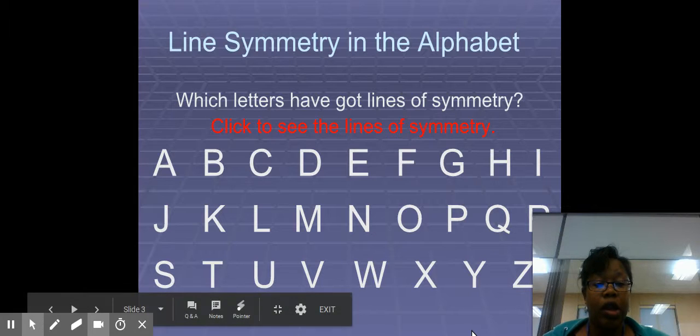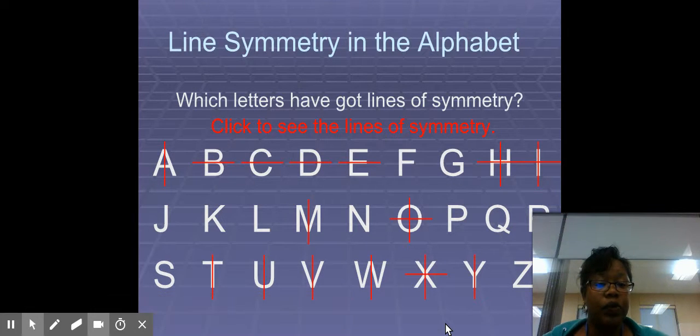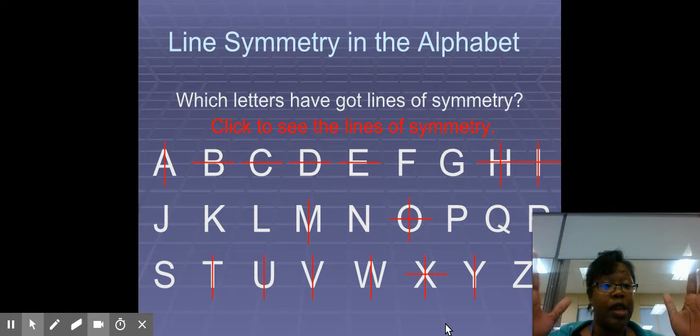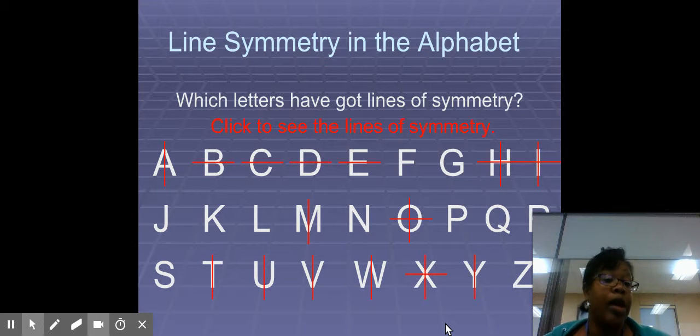So now I'm going to click, and it's going to start to show you the lines of symmetry in the letters. Sometimes they might ask you which letter has a vertical line of symmetry. Now remember, vertical means up and down, like you standing. Horizontal would be you lying down, like the horizon, the top part of the sky meets where the earth is. That's like horizontal, or you lying down.